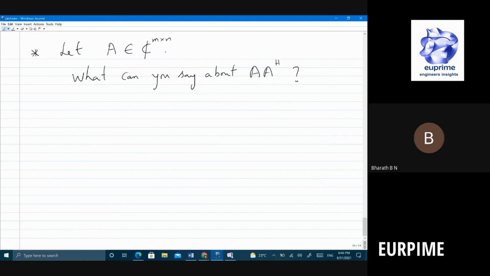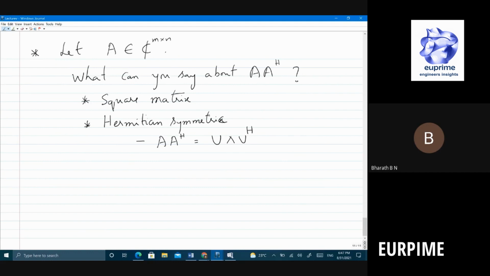It's a square matrix. That's interesting. A is M cross N, but A Hermitian A is M cross M. It's a square matrix. What else? It's a symmetric matrix, yes. It's called Hermitian symmetry. The moment you say Hermitian symmetric, what is the next implication? Eigenvalue decomposition. So I can write A Hermitian A as U lambda U Hermitian.